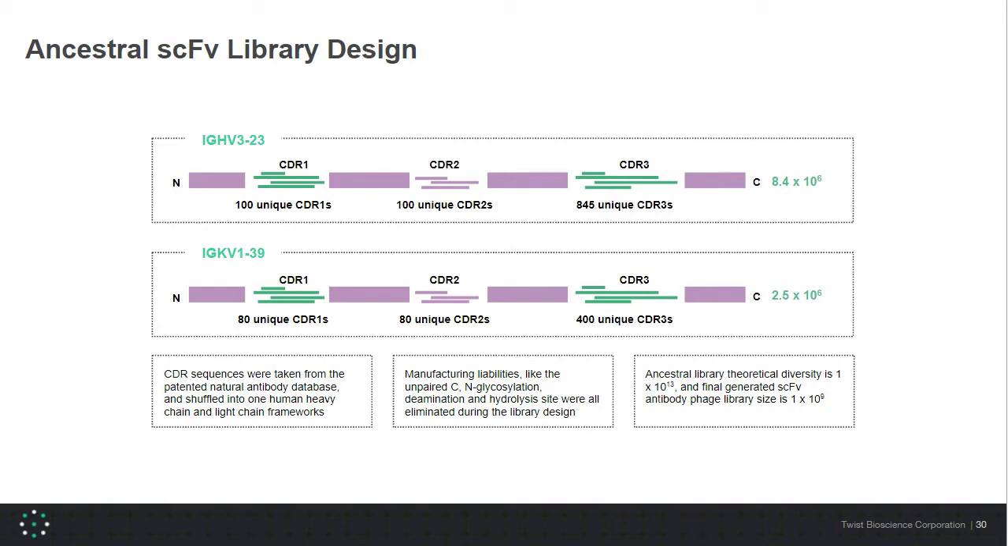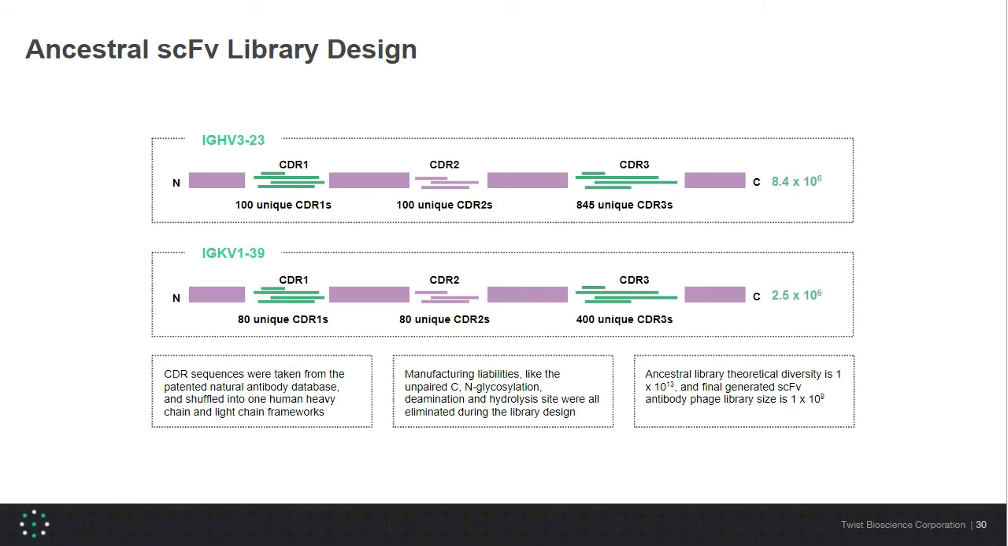You'll see in a bit how we're able to come up with those diversities derived from that initial input data, which is again the patent database, but shown here is the number of oligos that went into each of the different loops. Of course, we removed any sequences that had manufacturing liabilities. The final theoretical diversity of the library was on the order of 10 to the 13th, and our final generated library was on the order of 1 billion.